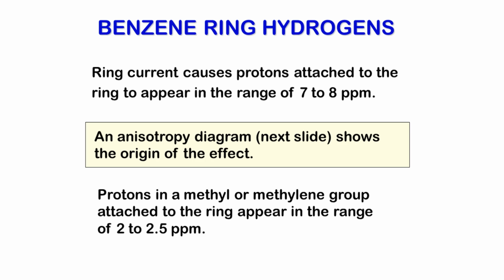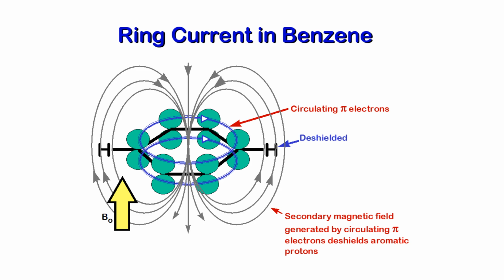Protons in a methyl or methylene group attached to the ring appear in the range of 2 to 2.5 ppm. Here, we see the ring current in benzene. The circulating pi electrons generate a secondary magnetic field that deshields aromatic protons.